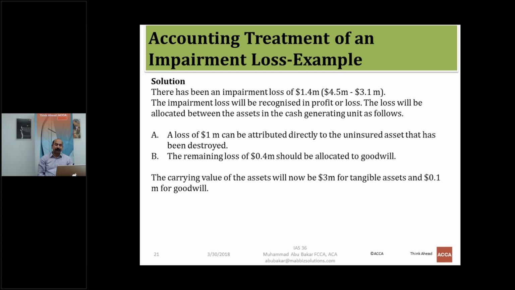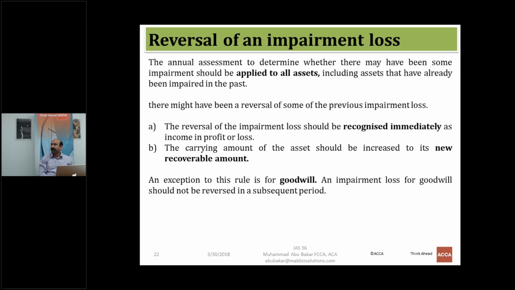The impairment loss will be recognized in profit or loss. The loss will be allocated between the assets in the cash generating unit as follows. A loss of 1 million can be attributed directly to the uninsured asset that has been destroyed. The remaining loss of 0.4 million should be allocated to goodwill. The carrying value of the asset will now be 3 million for the tangible assets and 0.1 million for the goodwill. Okay, reversal of impairment.